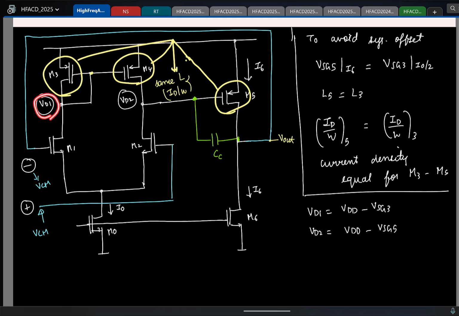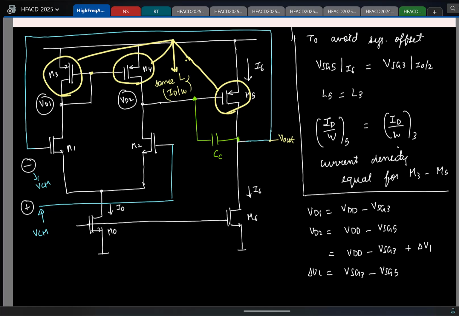Now nominally I want these two drain voltages to be equal. Correct. So I can write my VD2 as VDD minus VSG3 plus some small delta V1. Correct. Where delta V1 will be VSG3 minus VSG5. I know that VD2 is not equal to VD1, so I am writing VD2 as VD1 plus a delta V, where delta V is the difference between the gate to source voltage. So if delta V1 is a small signal, I can do small signal approximations.